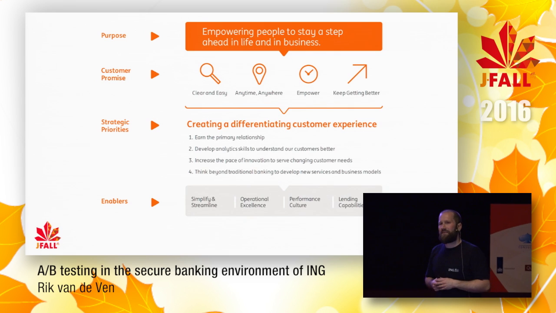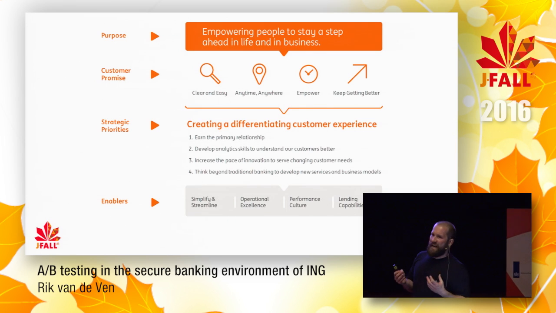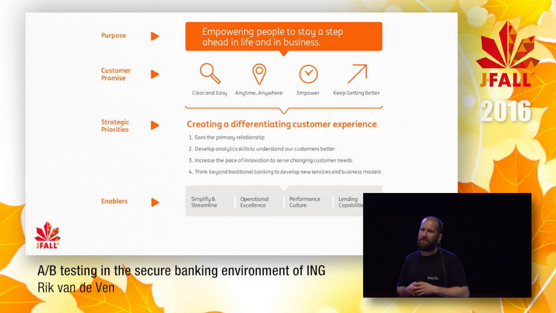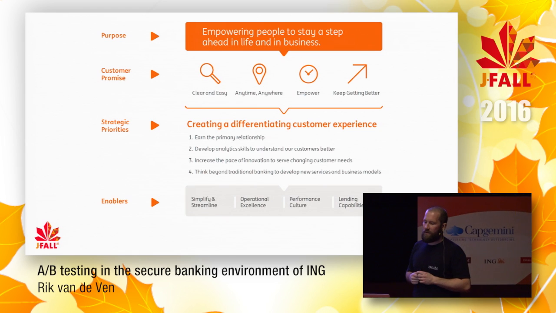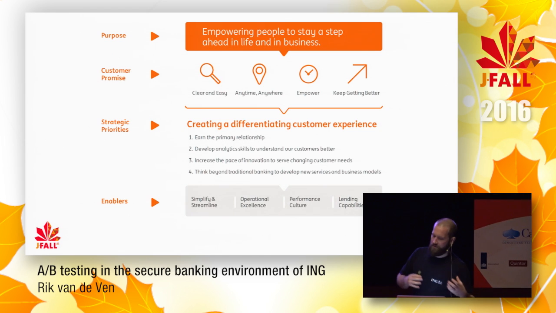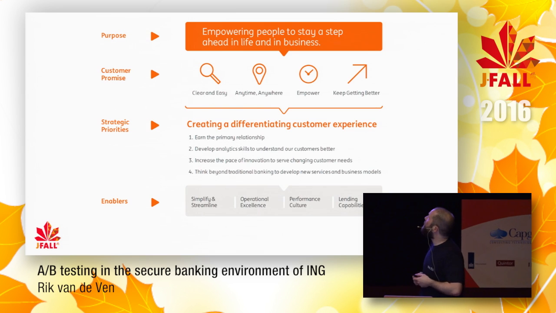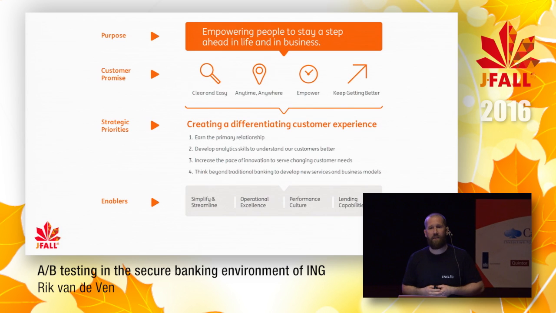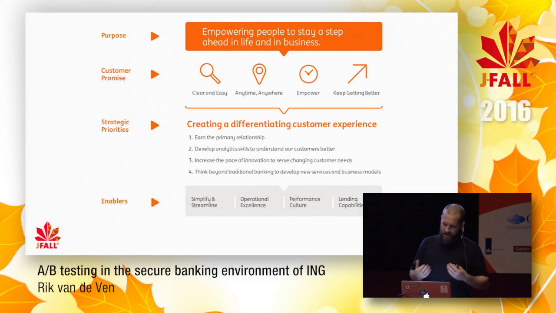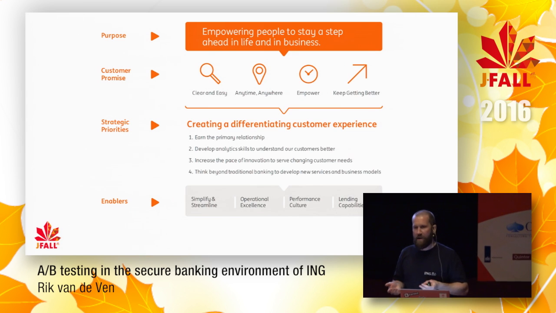But then there's A/B testing in a bank. And why would we do A/B testing as a bank? So I want to spend some time to look at the strategy of our bank, because this kind of takes me to why we do it in a secure environment. If you look at their strategy, we're saying empowering people to stay a step ahead in life and business. And we translate that to clear and easy, anytime, anywhere, empower, keep getting better.